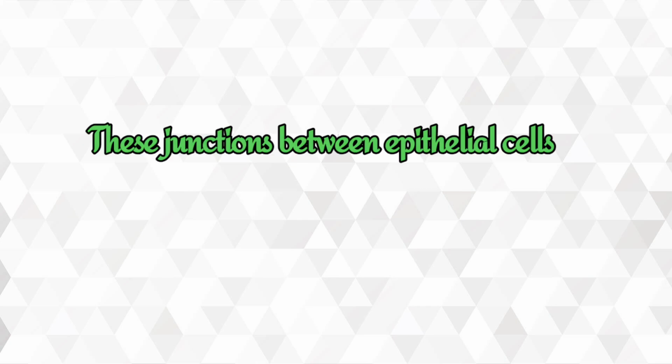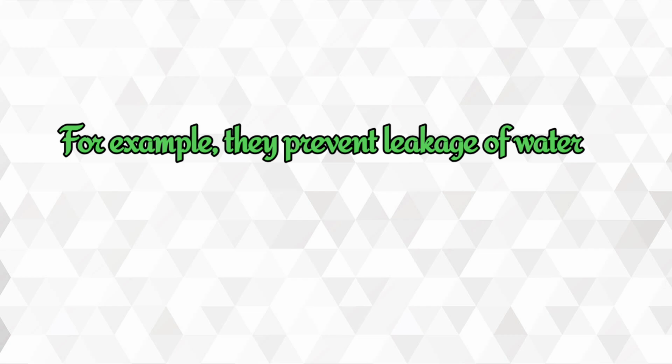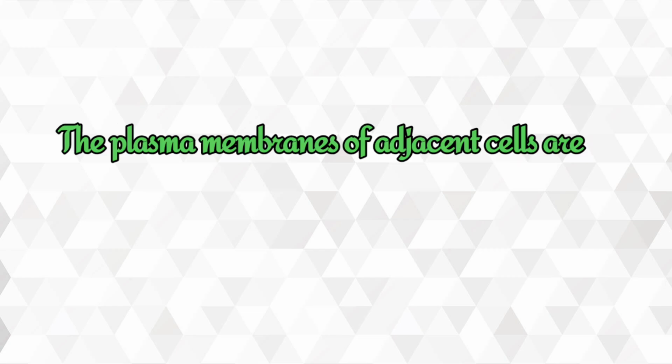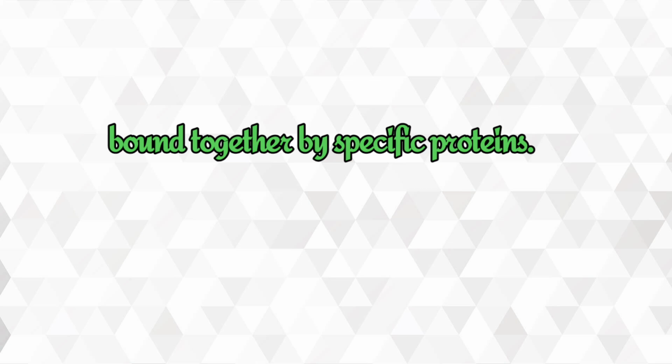So, tight junctions. These junctions between epithelial cells prevent leakage of body fluids. For example, they prevent leakage of water into the surrounding cells in our sweat glands. The plasma membranes of adjacent cells are tightly pressed against each other and are bound together by specific proteins.